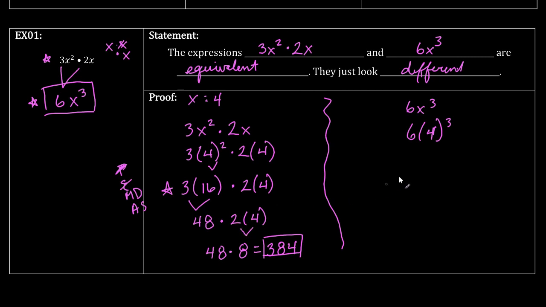All right, so right here, remember, exponents come before multiplication. So 4 to the 3rd power, 4 times 4 times 4, is 64. Then I will multiply that by 6, and I do in fact get 384. So this one is equivalent to that one. So that's it.